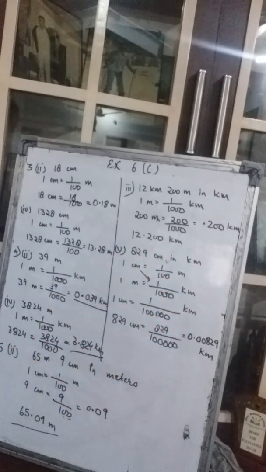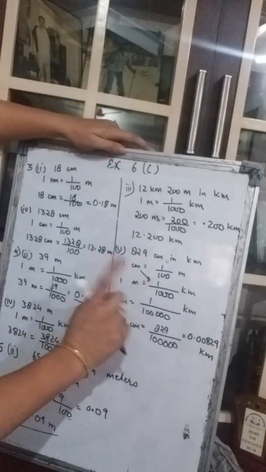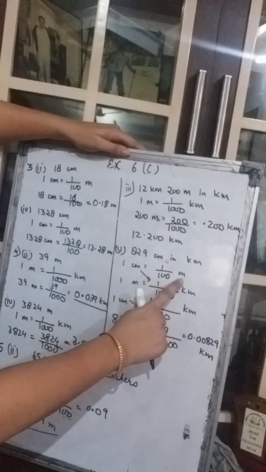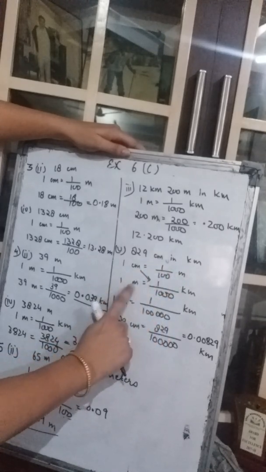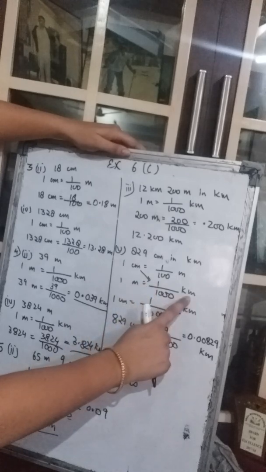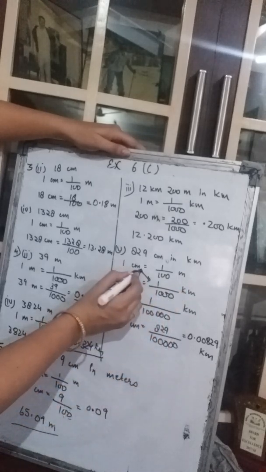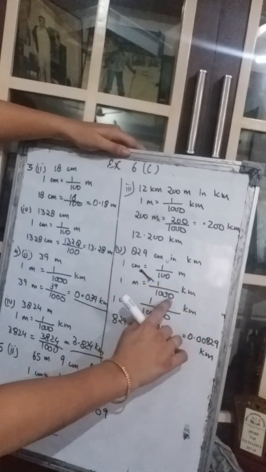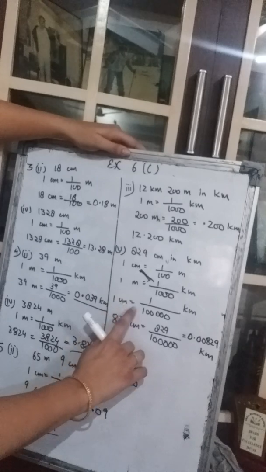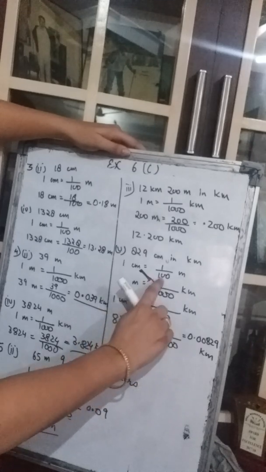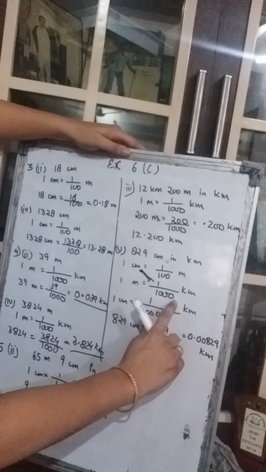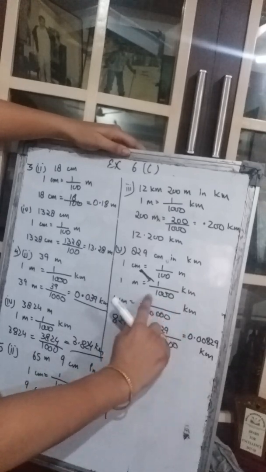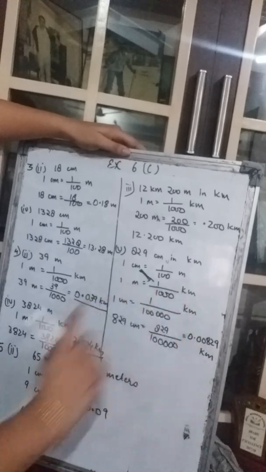So how many zeros will come? See, first try to understand. 1 centimeter is equal to 1 upon 100 meter, and 1 meter is equal to 1 upon 1000 kilometer. But we have to go from centimeter to kilometer, so we will count all these zeros. So 1 centimeter will be equal to 1 upon these 2 zeros and these 3 zeros. So 1 with 5 zeros, that means 1 lakh. 1 upon 1 lakh kilometer.